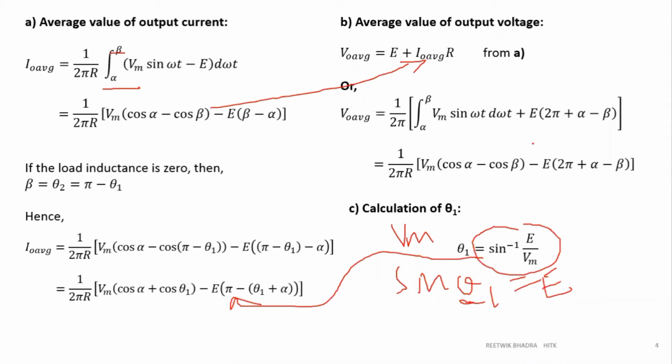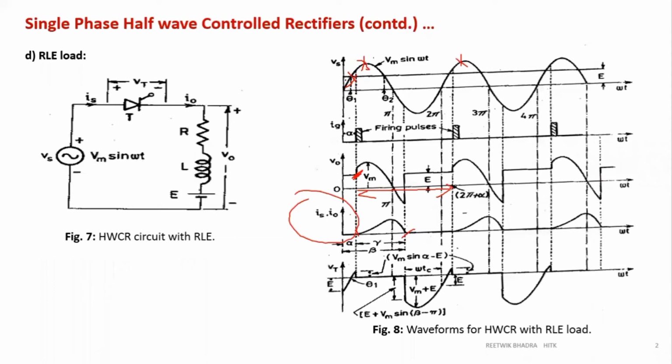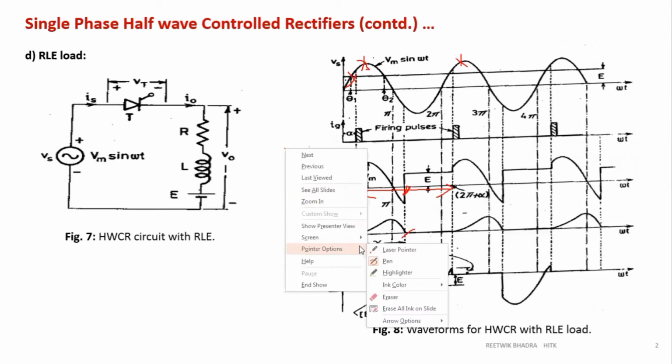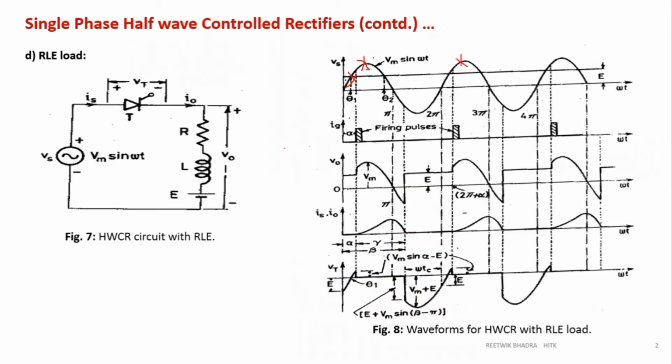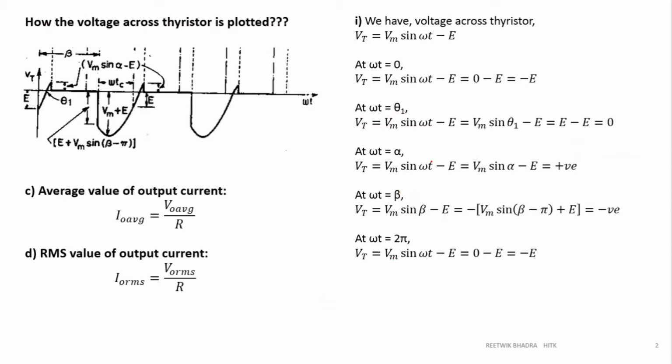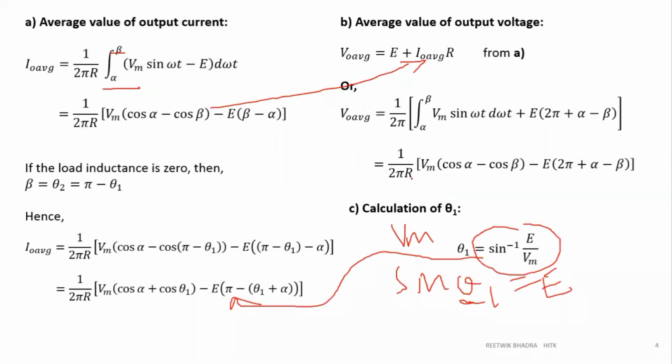Why have I done that? Because this whole thing has to be included. Alpha to beta means this point, right? And if you take alpha to beta, this point, it is following my sine wave. So integration of alpha to beta Vm sine omega t gives me this part. And the rest is the E.